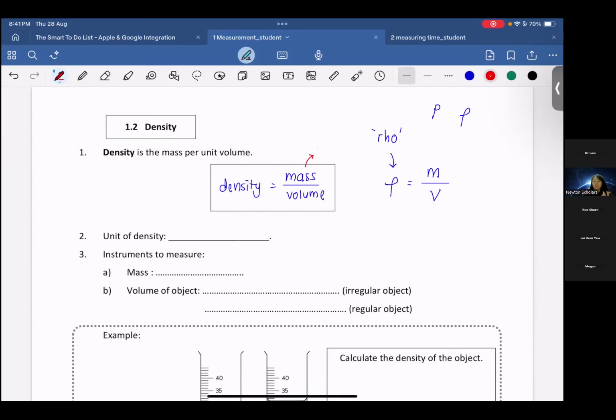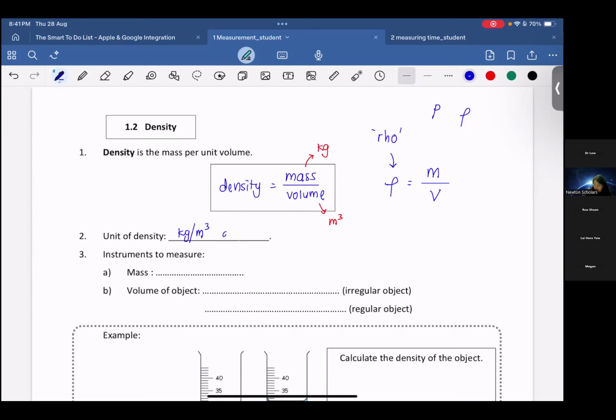SI unit means System International Unit. Mass will be in kg. Volume will be in meter cube. So kg divided by meter cube, we will get kg per meter cube. So this is the unit for density. If you don't know how to derive it, then you have to memorize everything, and that will kill your brain cells.